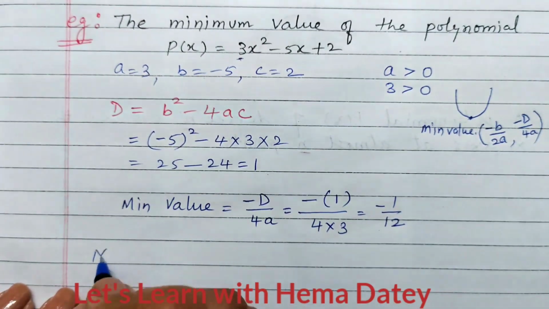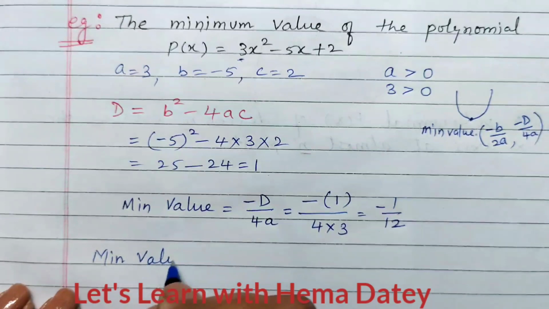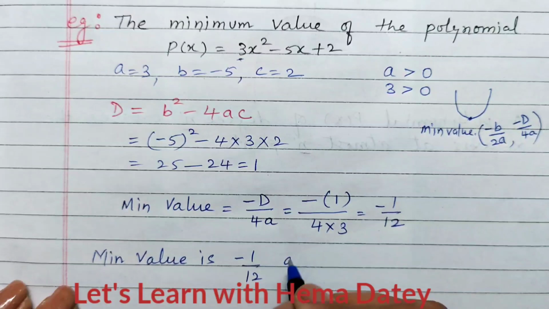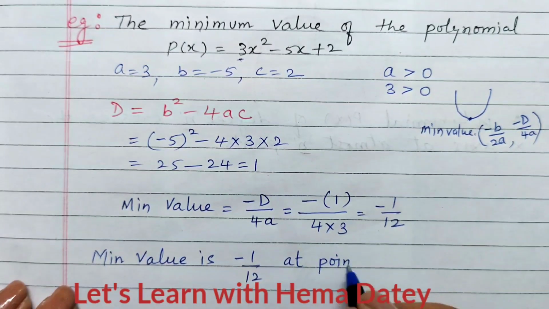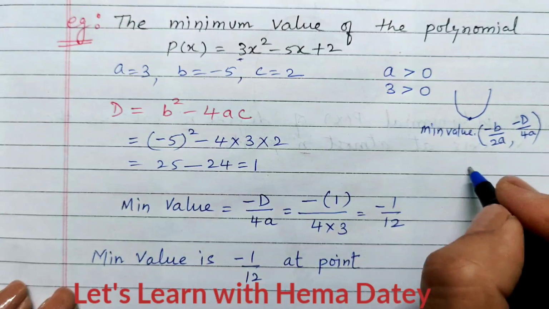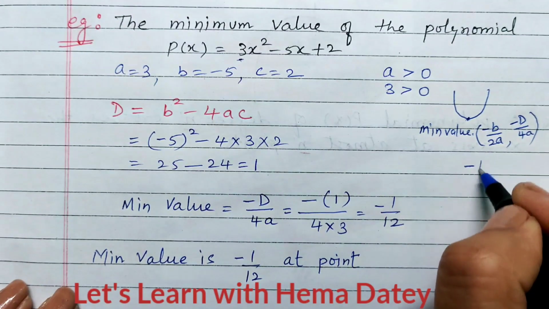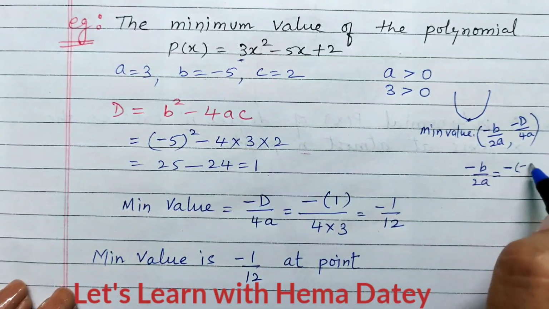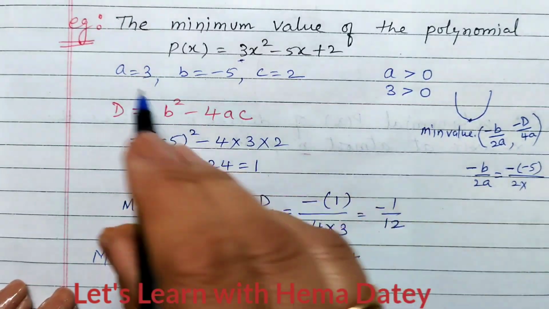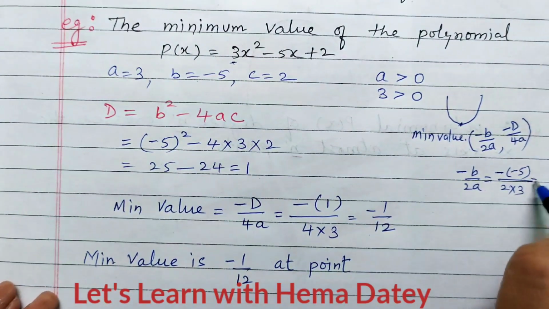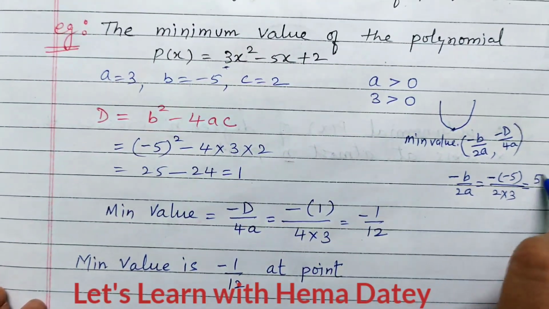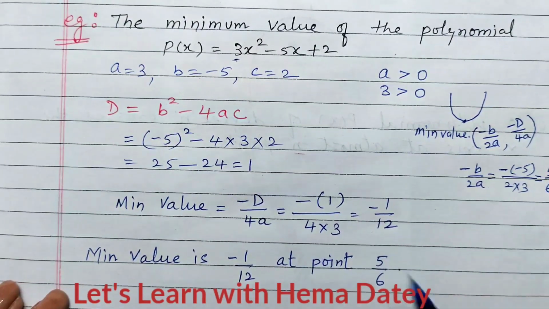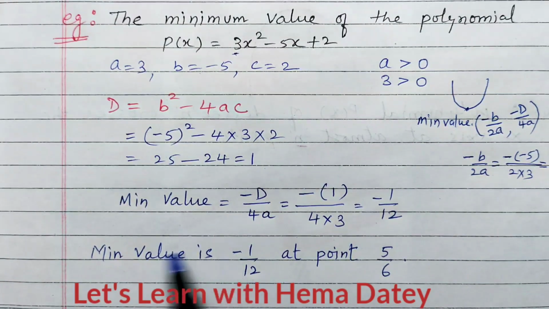To get the point at which the value of the parabola is minimum, we will find the value of minus b by 2a, which is the x coordinate. If we solve minus b by 2a, where b is minus 5, we get minus of minus 5 by 2 into 3, that is 6. So it will be plus 5 by 6. So the minimum value of the parabola is minus 1 by 12 at the point 5 by 6.